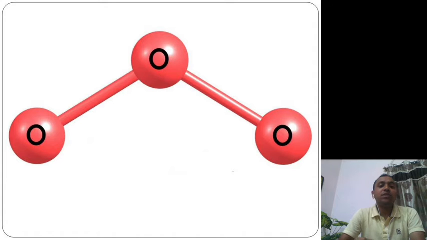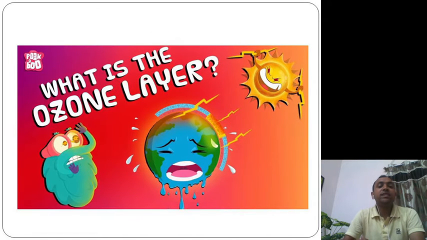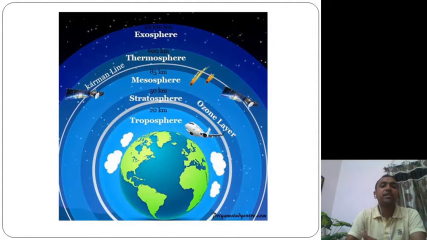Now, ozone is a molecule containing three oxygen atoms, as you can see in the slide. Now, what is this ozone layer? The question which is very pertinent is why we are talking about the ozone layer and what it is. So, the ozone layer is a layer that is found in the stratospheric region.